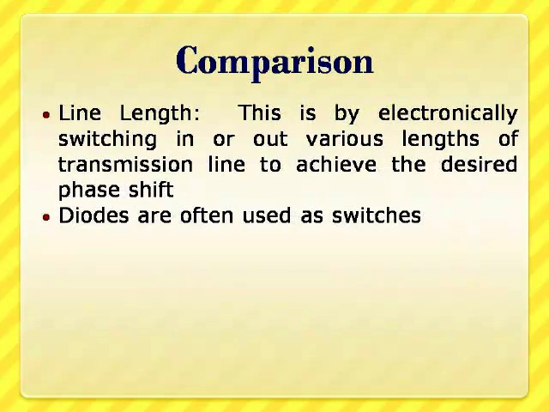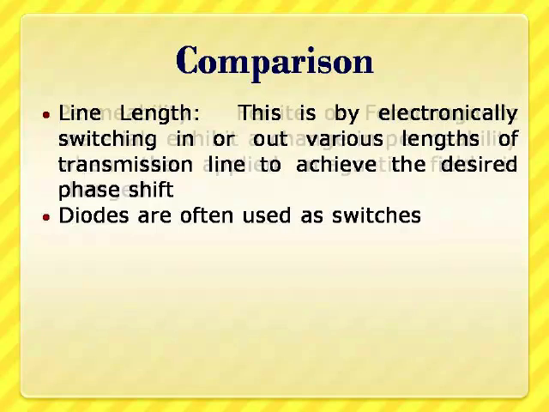Let us see the second one, by changing the line length. This is by electronically switching in or out various lengths of transmission line to achieve the desired phase shift. So this is very popularly used these days, and these types of phase shifters are now called digital phase shifters. So here, for switching application of this transmission line, we use diodes, and hence this is also known as diode phase shifter.